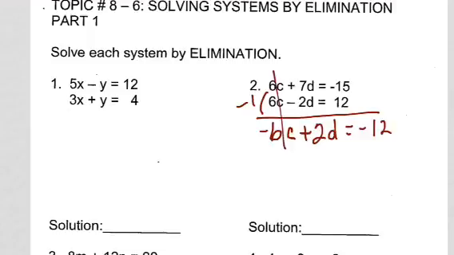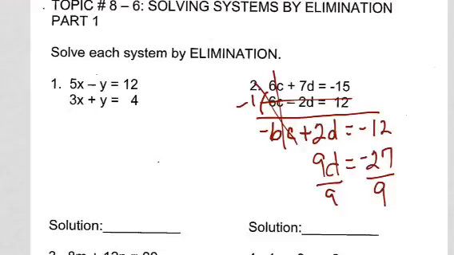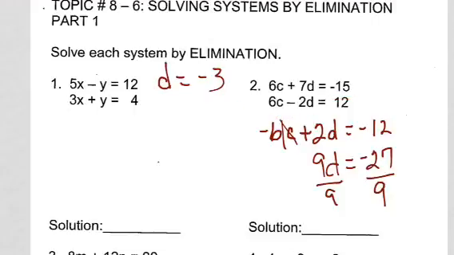So now our 6c's will cancel, and we're left with 7d and positive 2d. So that's 9d equals -15 and -12, which gives us -27. Dividing both sides by 9, we see that d is equal to -3.